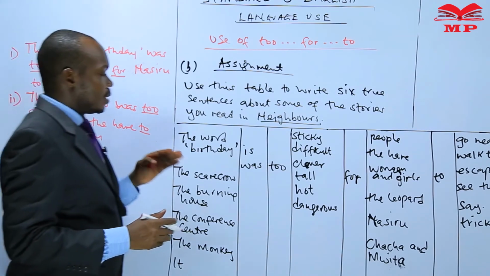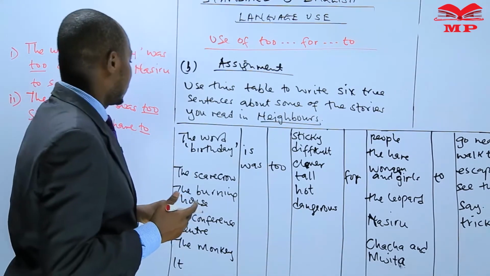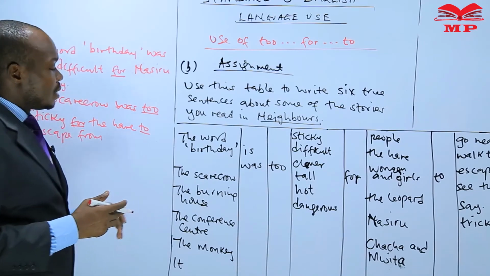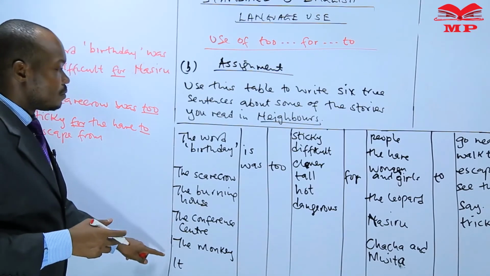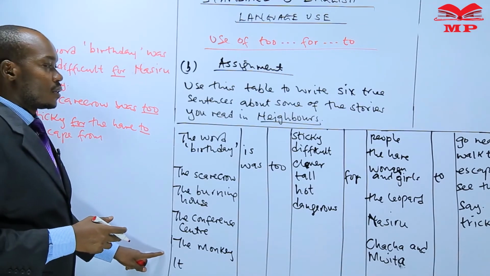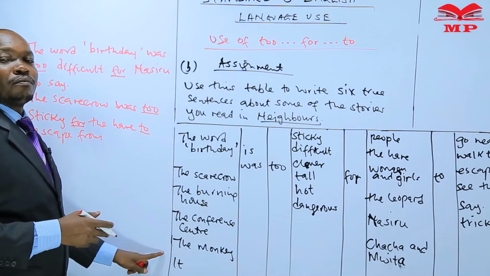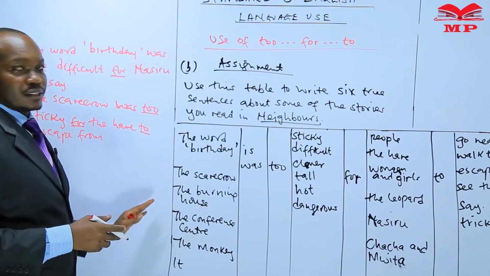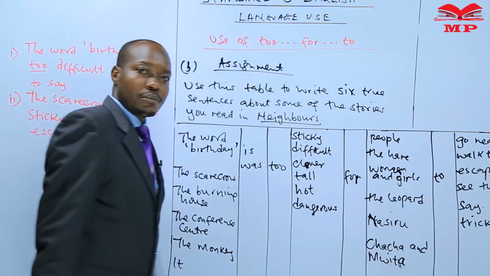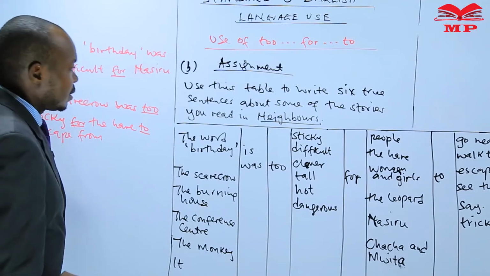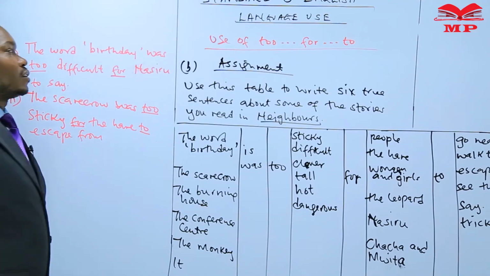Now I've formed 2 sentences. I want you to form the remaining sentences. We have 1, 2, 3, 4. Okay? So I want you to form the remaining 4 sentences by combining these words from the columns. Okay? Yes, I know you can do that. Now, this is the second assignment.